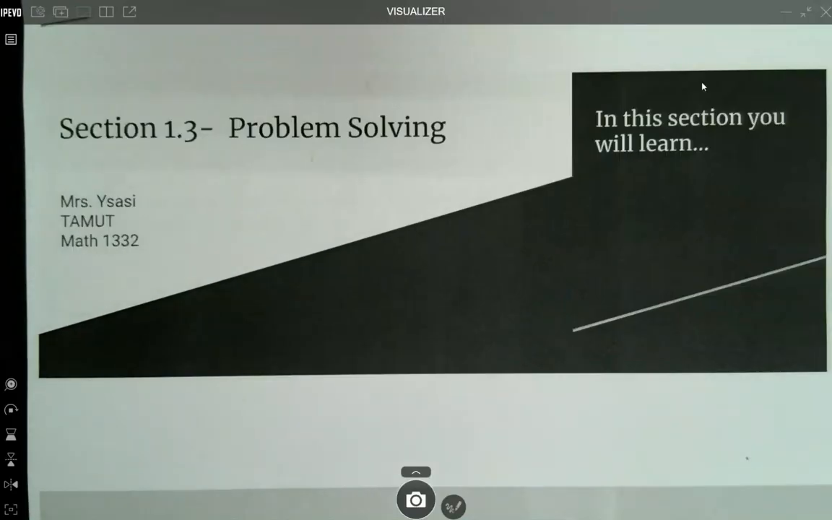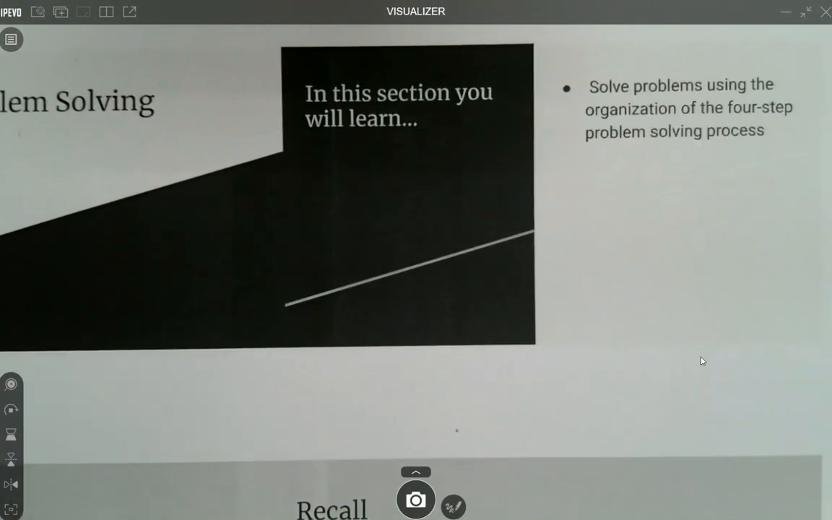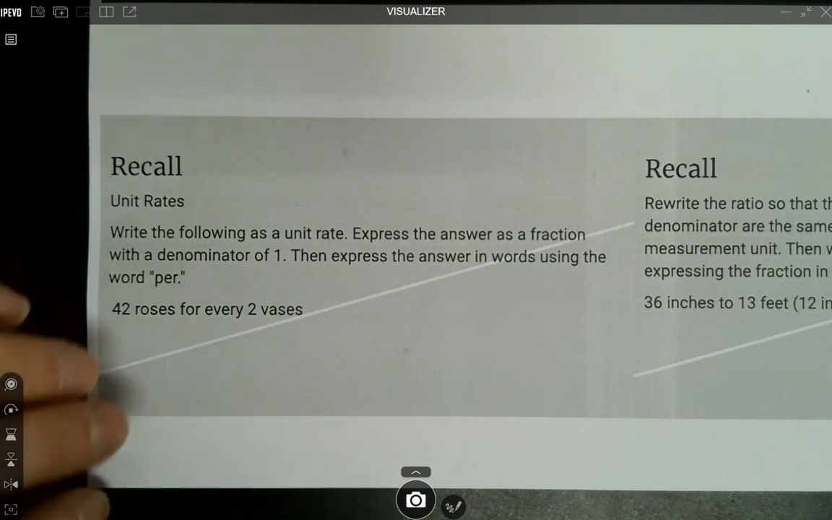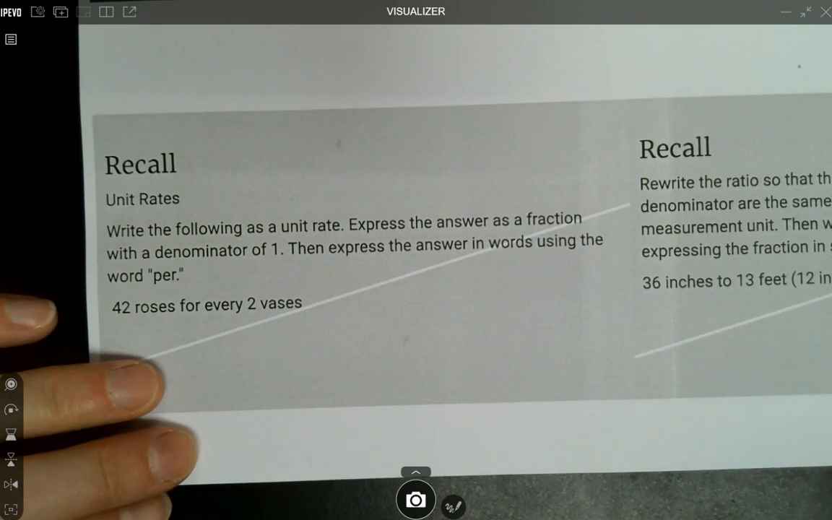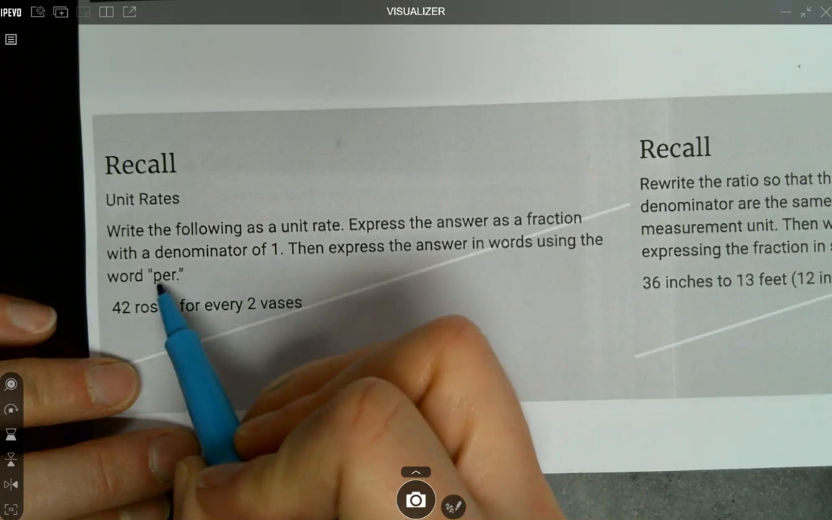Let's do 1.3, which is problem solving. In this section, you will learn how to solve problems using the four-step process of problem solving. Let's recall some unit rates. A unit rate is whenever you have one unit over another, and then you can reduce it down and express it with the denominator 1, so you can put "per."